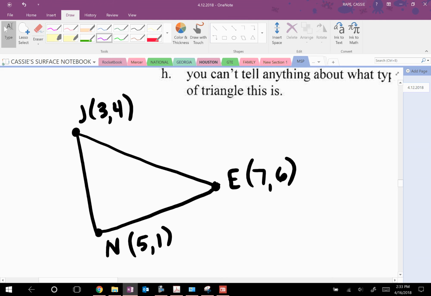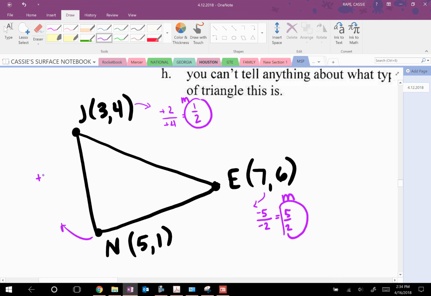So from J to E, from 4 to 6, I went up 2. And from 3 to 7, I went up 4. So the slope is 1/2. Okay. From E to N, from 6 to 1 I went down 5, and from 7 to 5 I went down 2. So the slope of EN is 5/2. Okay, lastly, from 1 to 4, I went up 3. And from 5 to 3, I went down 2.